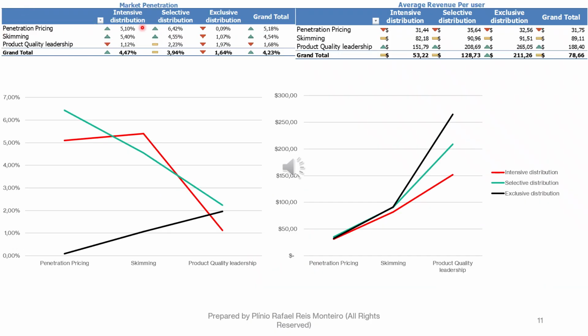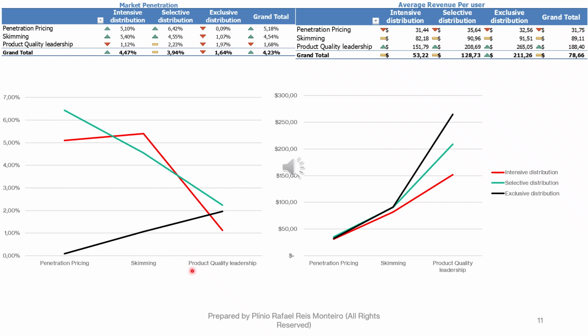This slide analyzes the intersection of our distribution and pricing decisions. Starting with market penetration, we see that penetration pricing yields the highest results when paired with intensive or selective distribution. However, using penetration pricing with exclusive distribution is ineffective, resulting in a really low market reach. Generally, exclusive distribution provides the lowest level of penetration across all pricing tiers, but it shows an upward trend as we move toward product quality leadership.